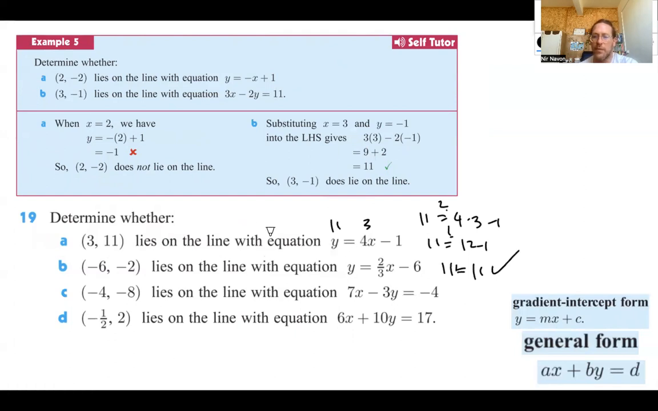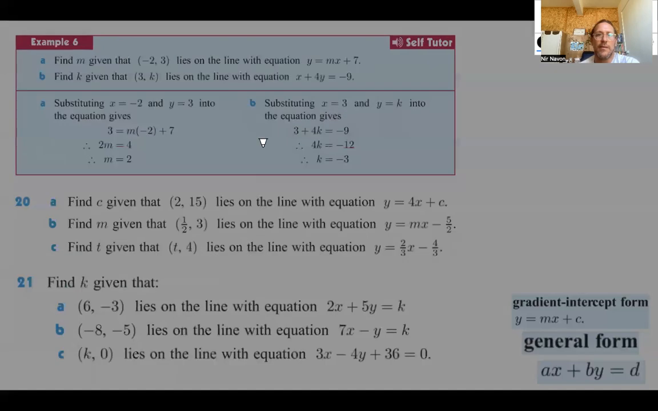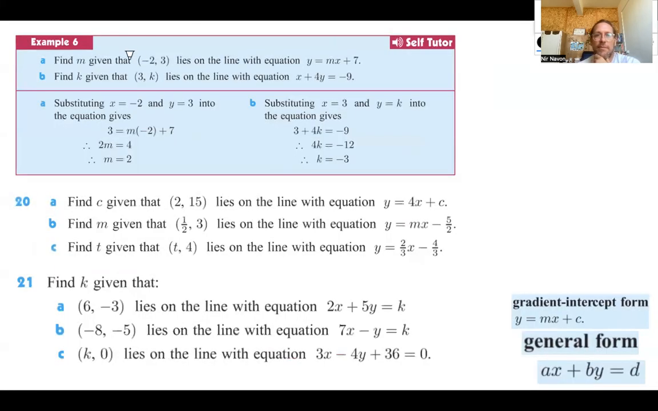You can do the same with the rest. Find m. Okay, now we have some kind of an unknown that we're going to work with. Find c given that this point lies on the line. So if this point lies on the line, I can substitute 15 for y and 2 for x, and then just find what c is. In this case, it's 7.